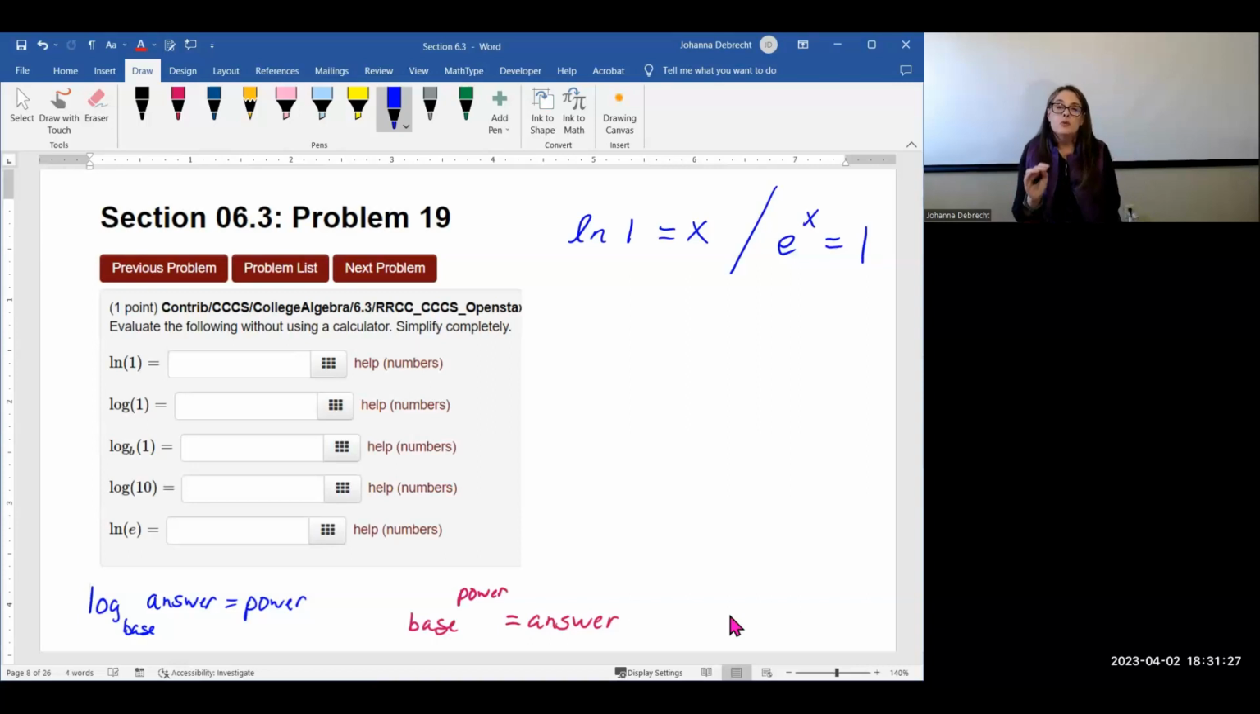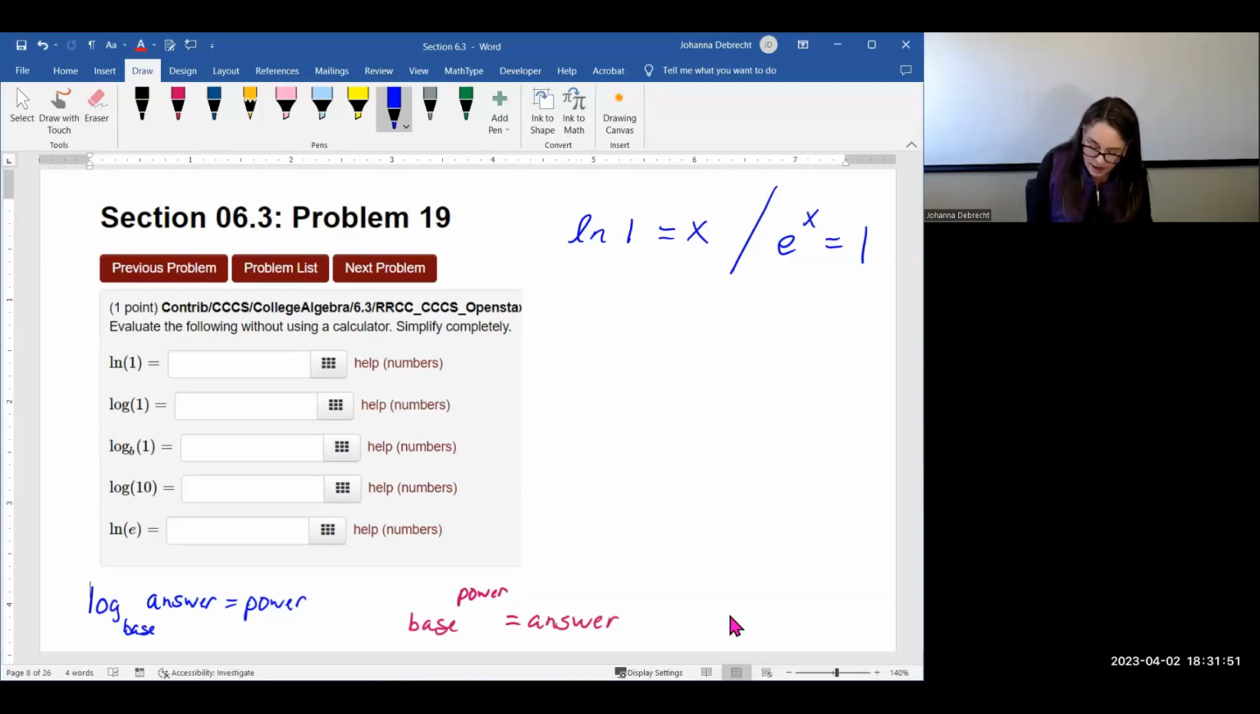What power can you raise 2.7182818284592 to and get a 1? Well, unless the number is 1, the only power you can raise it to get a 1 is 0. Ooh, this is a property of logarithms. When the answer part is 1, the power is 0.